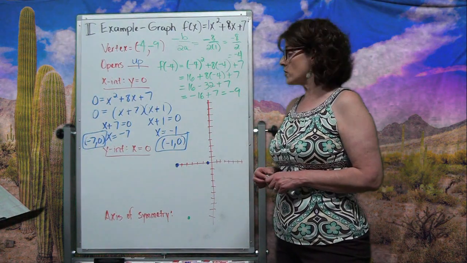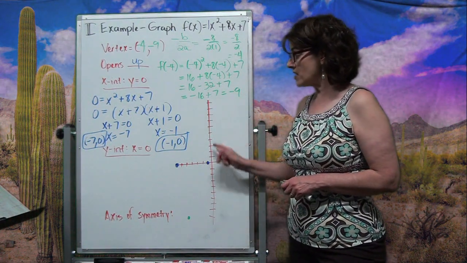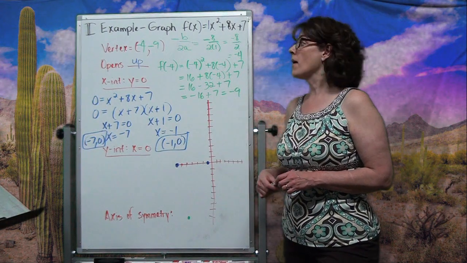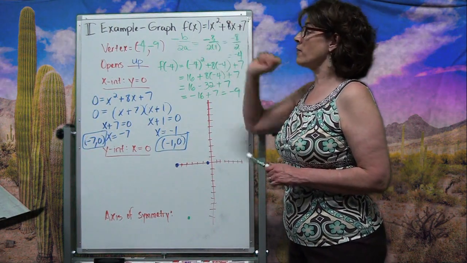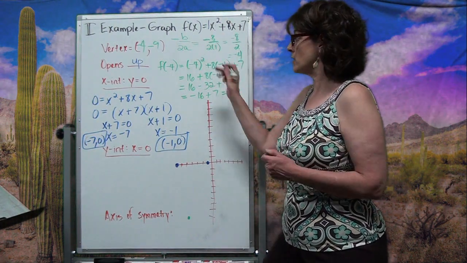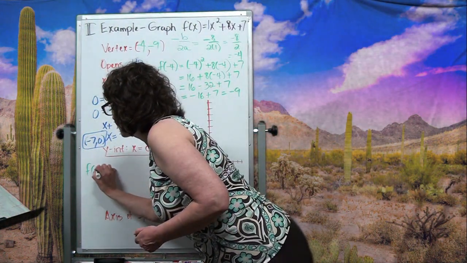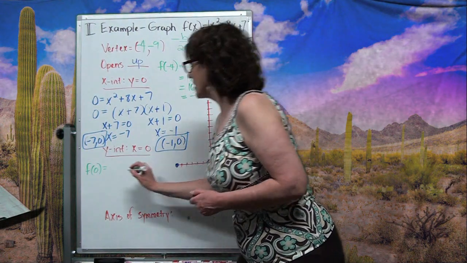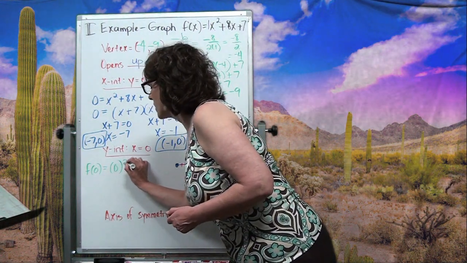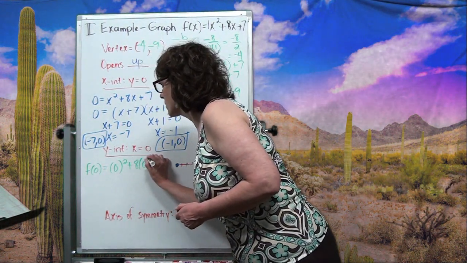To get that y-intercept, remember that's where it crosses this axis, so that means make the x 0. That means up here, I'm going to take every one of those x's out and put a 0 in its place. So I'm going to take this function right here, put a 0 where the x is, and then when I do, I get 0 squared plus 8 times 0 plus 7.